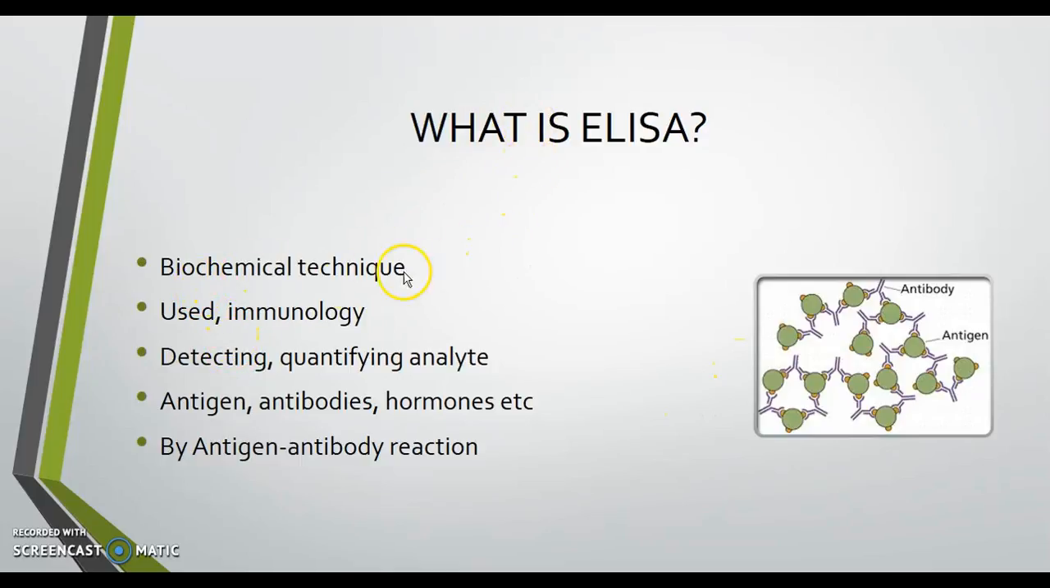So the ELISA procedure is used to determine or to quantify the amounts of antigens that can be found in a specific sample. But it doesn't just stop at determining and quantifying the amount of antigen. It can also be hormones, antibodies, and many other materials as well.